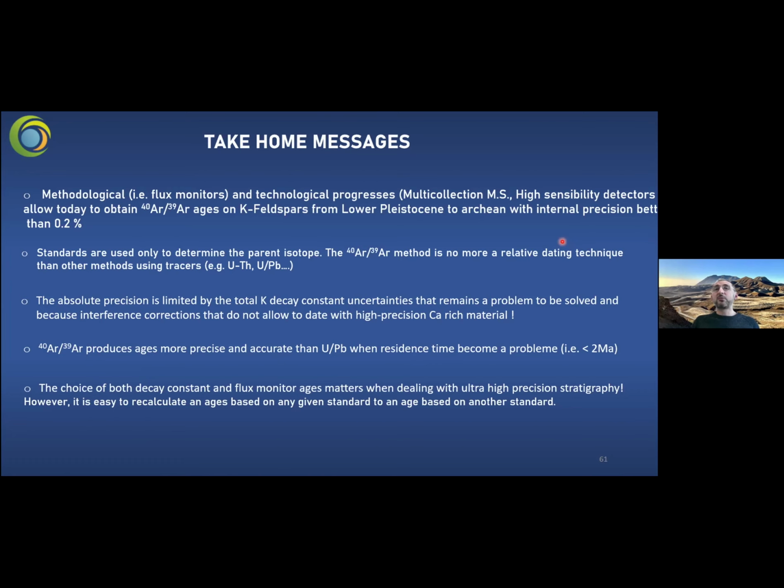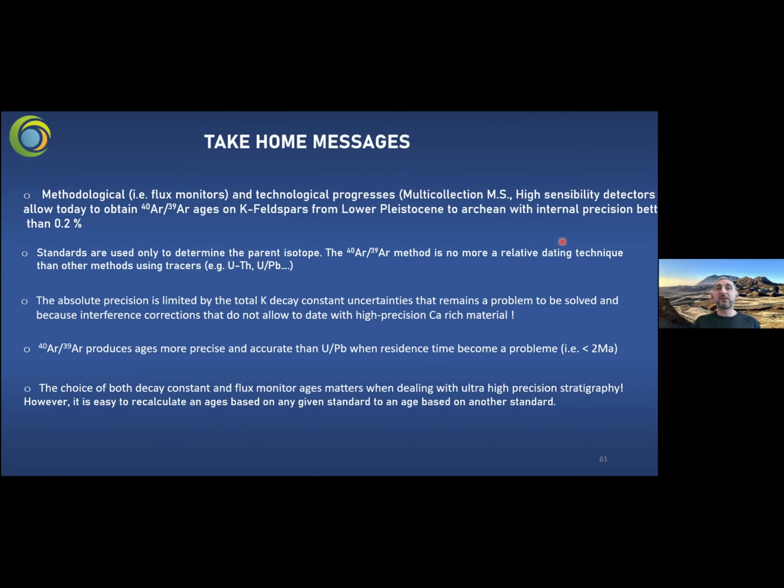That remains the problem to be solved, and also the interference correction that does not allow us to have high precision calcium-rich material dating. Argon-argon produces ages that are as precise and as accurate as zircon uranium-lead when residence times become a problem. And of course, and this is my last warning, the choice of both decay constant and flux monitor ages matters when you deal with ultra high precision stratigraphy.